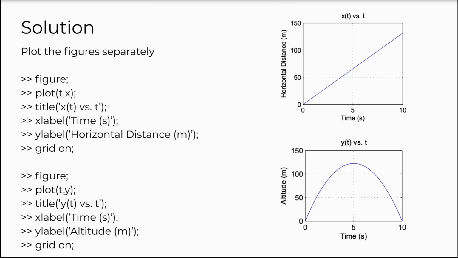And then you're going to do the same thing with y of t versus t. So for my title, I chose y of t versus t, and then for the x label, I used time, and the y label is altitude because that's showing how high your projectile is at that time. So yeah, that's how you would graph two different functions in MATLAB.